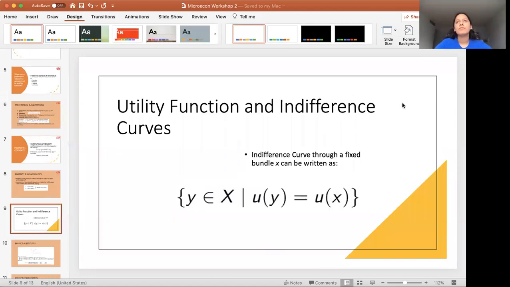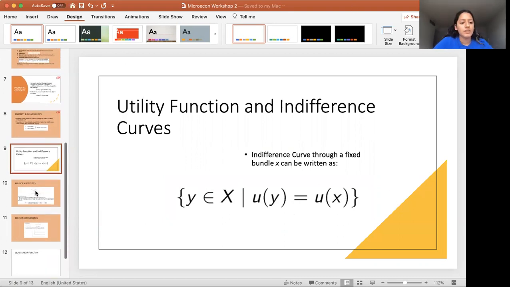Most of this, as I said, is just symbols and things you should know. Utility functions are pretty similar to the preferences we talked about last time. So, utility functions and indifference curves. Indifference curves through a fixed bundle X can be written like this. Usually we use curly brackets like this to talk about utilities. And this is an example of a utility function when the utility you get from good X and good Y is the same, which basically means they're perfect substitutes.